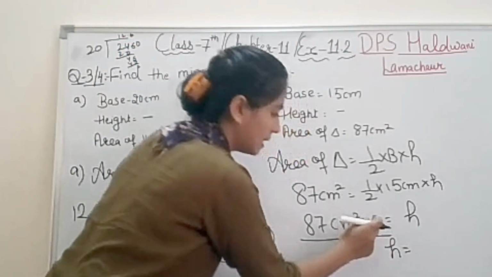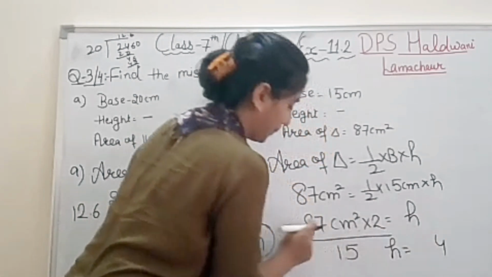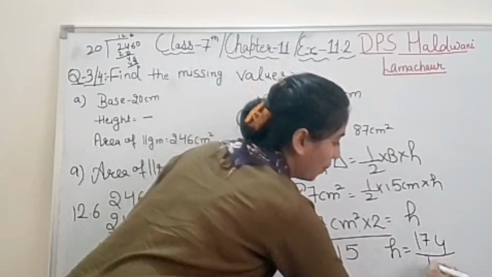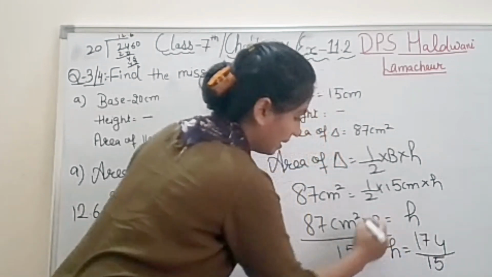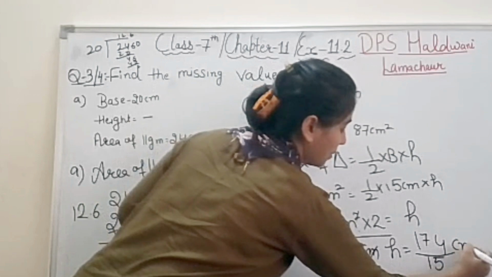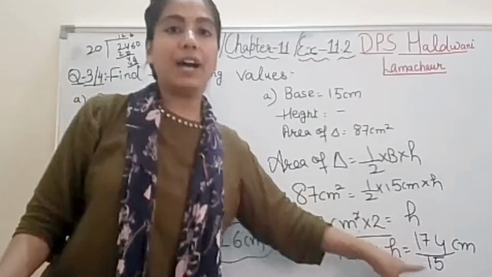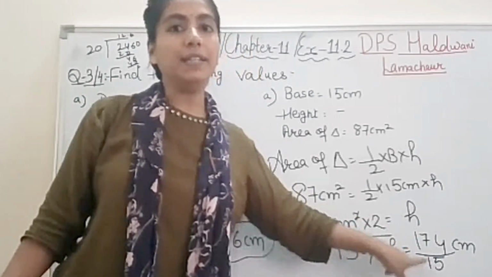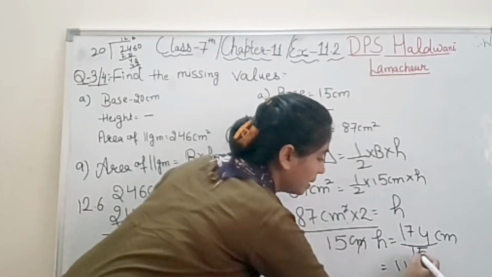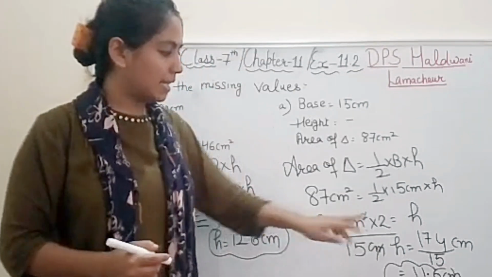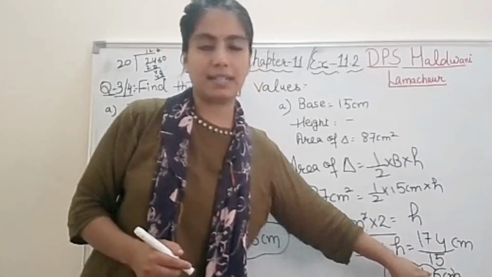H is equal to 7 twos are 14, 8 twos are 16, and 17. 174 upon 15 centimeter, the centimeter will cancel out with 1 centimeter only. So it means you will divide it. When you divide 174 upon 15, 15 ones are 15, 15 sixes are 90. So the answer is, height would be 11.6.